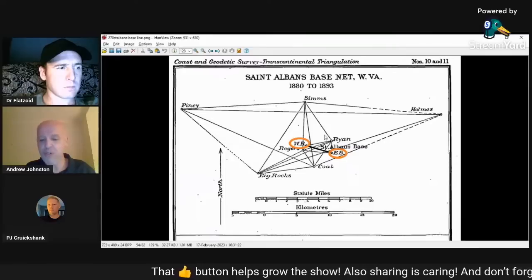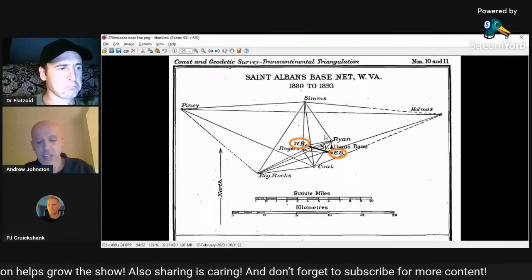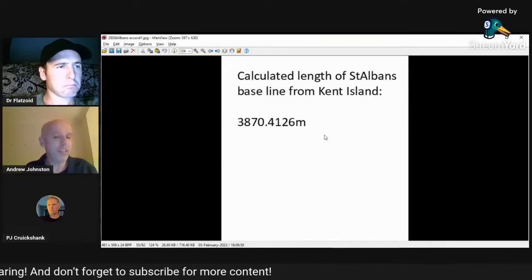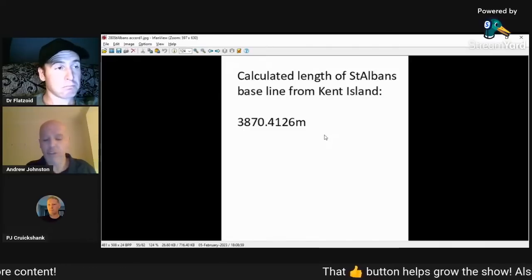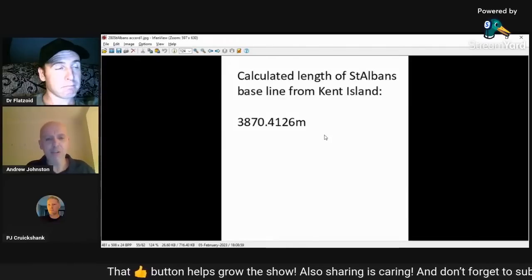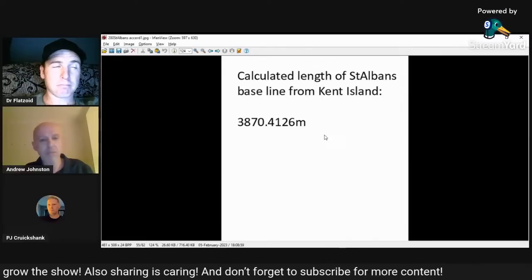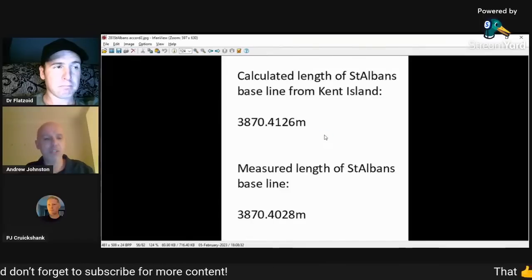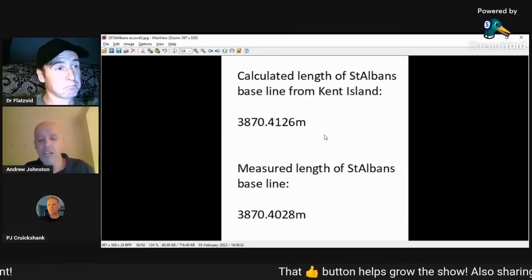They do the statistical corrections and they apply the trigonometry and they come up with an answer. And in this case, they would come up with an answer of 3,870.4126 metres for the separation of those two locations, okay? Meanwhile, whilst they've been coming across the country doing their angle measurements, they've had another crew out actually physically measuring the distance between those two locations, and that crew come back to them and they report that the distance that's actually measured is 3,870.4028 metres for that length.